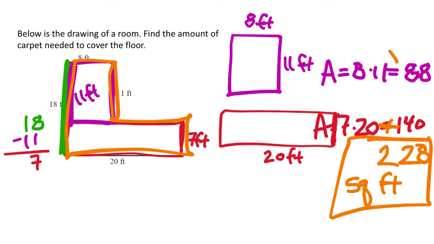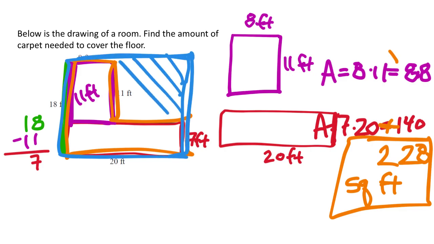And again, just going back, if you wanted to split this up, I can't do it for the sake of time, but if you wanted to make it this rectangle and then figure out your area of this rectangle to subtract from it, you could have done that. But your answer still is going to be the same, 228 square feet.